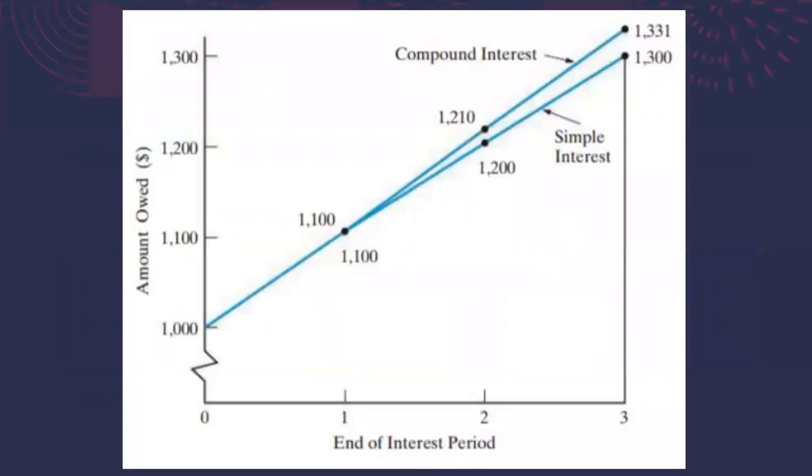So you can see if you compare the compound interest and the simple interest in a graph for the same scenario, according to the simple interest, the amount owed is lesser than the amount owed according to the compound interest. It will be the same for the first year, but from the second year onward, the simple interest will be lower than the compound interest.